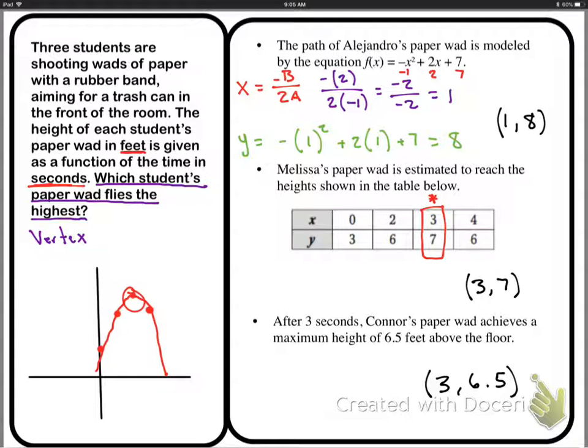So the question was, which of these fly the highest? So if we're looking for the highest, we're looking for the y values. This one's 8, and Alejandro's goes 8 feet up in the air. Melissa's goes 7 feet up in the air, and Connor's goes 6.5 feet up in the air. So analyzing these, we choose the largest number, and Alejandro's travels the highest distance from the ground.